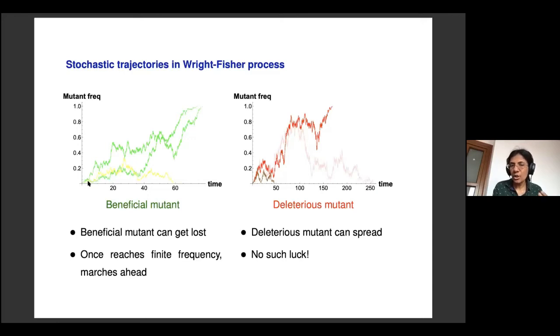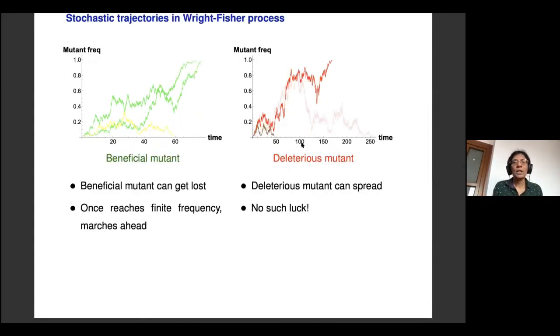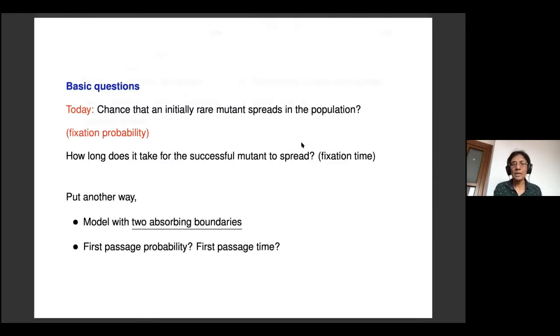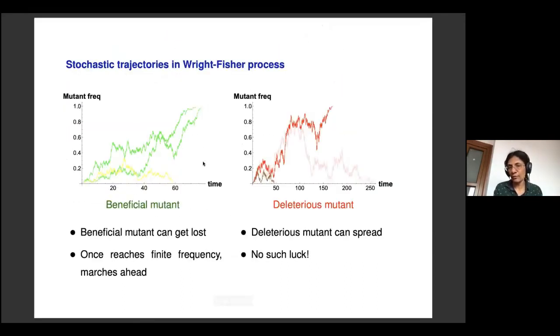Once it reaches some finite frequency, 5%, 10%, something like that, then it just marches ahead almost deterministically. For a deleterious mutant, even if it reaches quite high frequency, it can still get lost. So that's a simple difference between when you have a beneficial or deleterious mutant, how the trajectories look. Okay, so these are the two basic questions that these slides motivate.